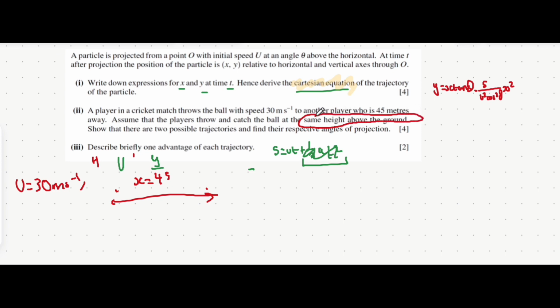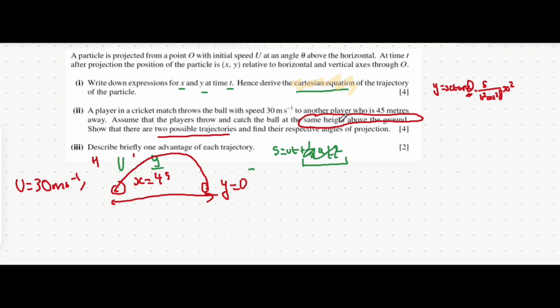Assume that the players throw and catch the ball at the same height above the ground. That's important. If they start at this height and they end at this height, the vertical displacement y is going to be 0, because displacement by definition is the distance traveled from the starting position to the ending position, and vertically there is no distance traveled. There is no displacement because it starts and ends at the same position, meaning y is 0. Show that there's two possible trajectories. How you show that is you want to solve for theta, and you want to show that there's two different values of theta.